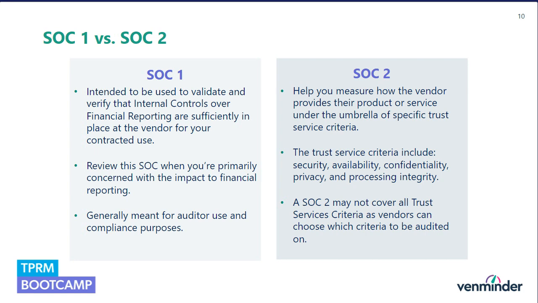A SOC 2 is the only audit and report that defines a consistent set of criteria specifically around products and services that a company provides to you. And if you want to measure how your vendor provides a secure, available, confidential, and private solution, then the SOC 2 is the way to go. And if you have the choice between picking from a SOC 1 and a SOC 2, always go with the SOC 2.